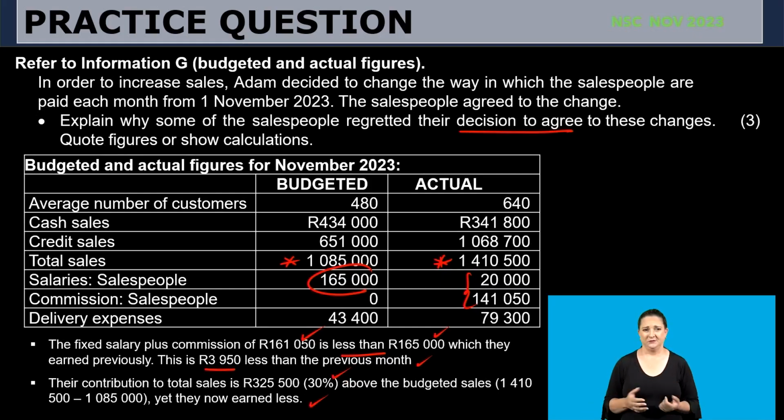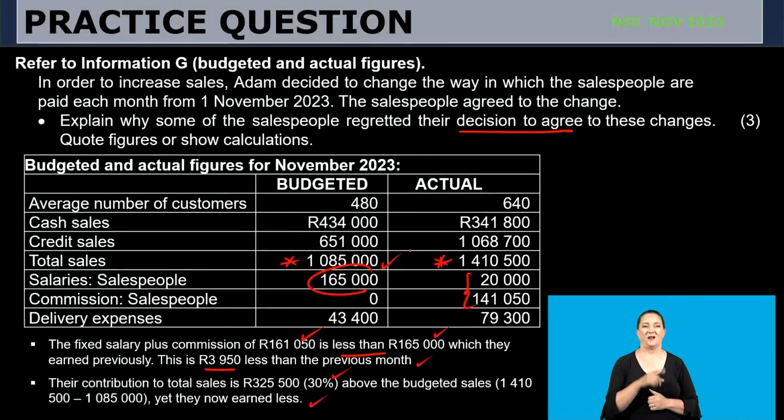So you must be able to look at the effect of the sales amount on the new approach. The new approach says you get paid on commission. So the salespeople had to work harder. That led to an increase in sales, as you can see here, from 1,085,000 to 1,410,500. However, they are now earning less. That would lead them to regretting on their decision.